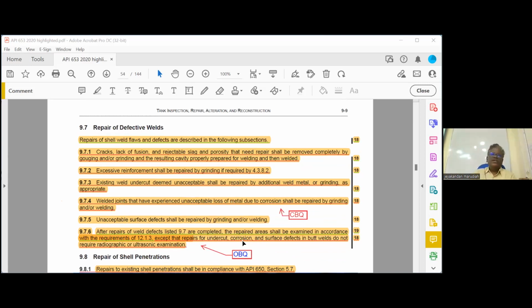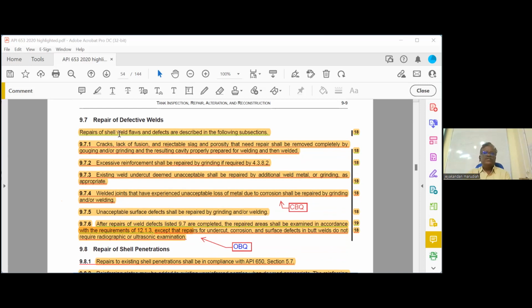Now we will go to the shell weld repair, not a shell repair. Weld repair of any defective weld. This is all shell only. Repairs on shell weld flaws and defects: we are talking about the weld defects. What will we do? We will grind and repair it. Wherever repair is done, we have to confirm with radiography. That's all, same simple.